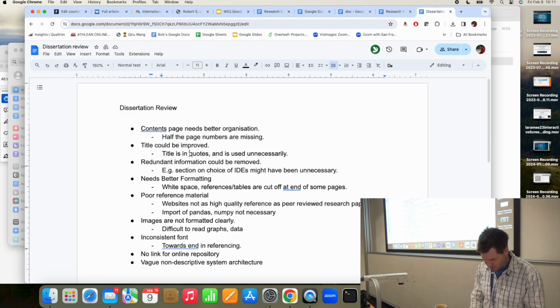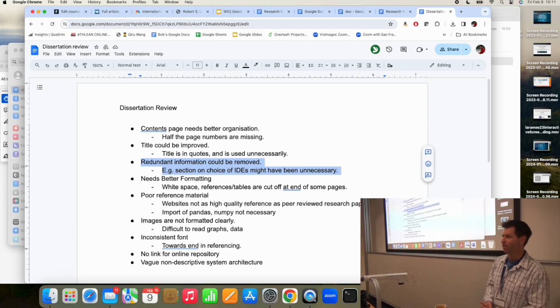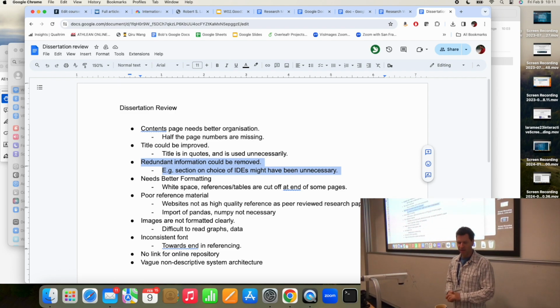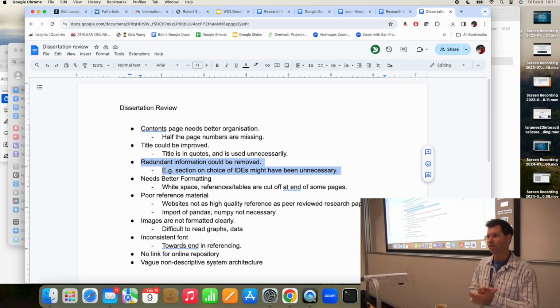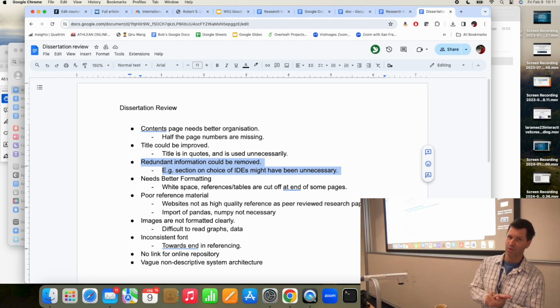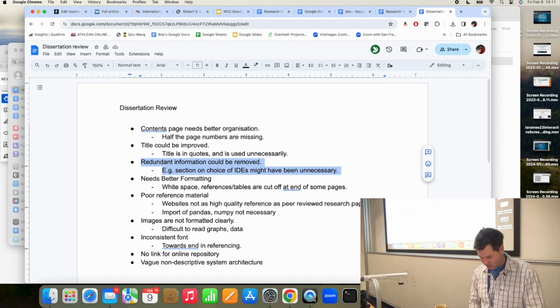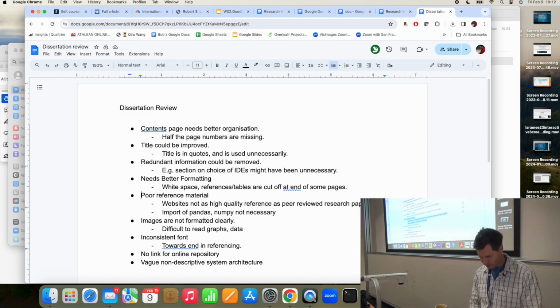Okay, yep, we don't need quotes, that's right. Redundant information could be removed. Yes, some of this is not really necessary. So, if you're using IDEs, you only go into detail about the ones that you really use. You don't go into too much detail about IDEs that you don't use. So that's a flaw with this dissertation, right? Yep, the formatting needs improvement. Poor reference material. Yes, that's correct.